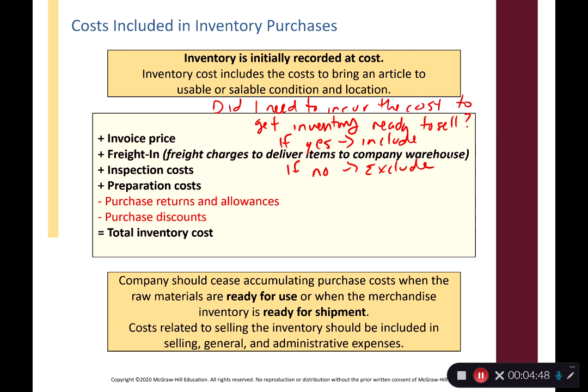Purchase returns and allowances. If we return the goods, they're no longer ours, so that would be taken away from our overall inventory cost, as would any purchase discounts. A purchase discount we'll talk about at the end of the chapter, but that's like the sales discounts we learned in chapter 6, the 2/10 net 30 stuff, where we get a discount for paying quickly. Obviously, if we get a discount for paying quickly, it reduces the cost of our inventory. So that's why returns and discounts reduce the overall inventory cost.